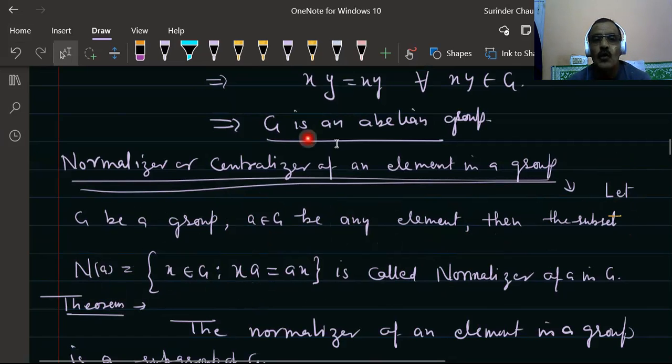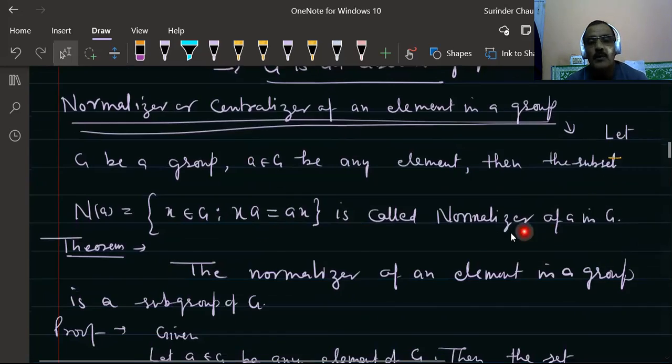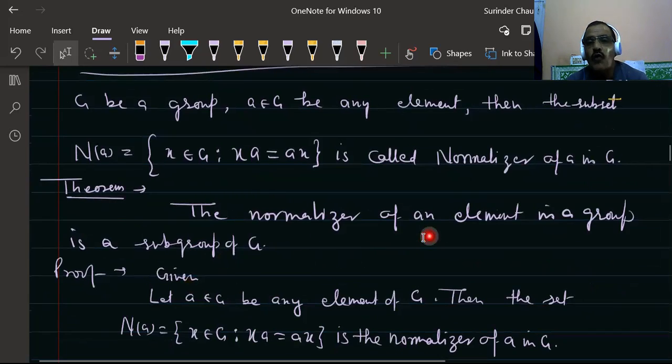What is the centralizer or normalizer of an element? Suppose the element a belongs to G. The normalizer of this element a is the set of those elements of G which commute with a. It is called the normalizer of a or the centralizer. Now our aim is to show that the normalizer of an element of a group is a subgroup of G.